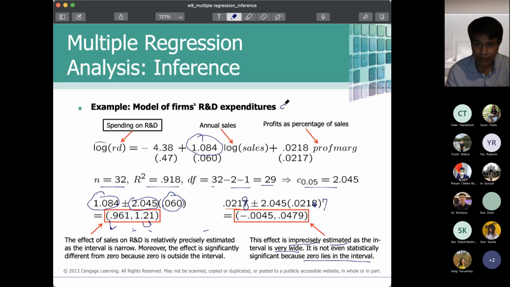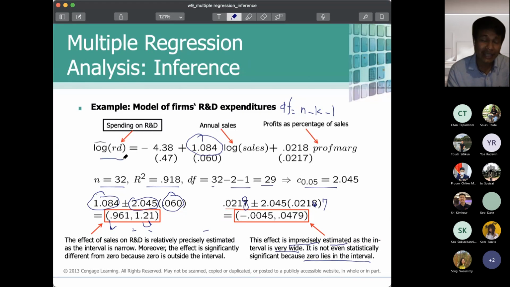Degree of freedom, df, equals N minus K minus 1, right? And what is N? N is 32. What is K? K is the number of independent variables in the model. You look at here. How many independent variables?